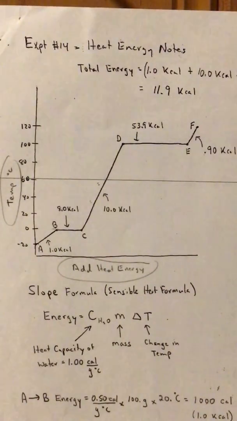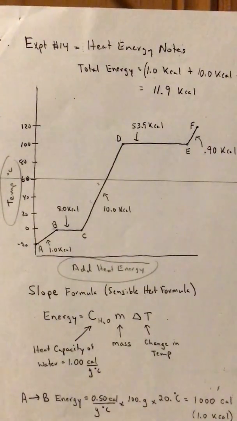Let's take a look at the mathematics behind this. Let's just look at this overall. From A to B, it's 1 kilocalorie. From B to C, it's 8 kilocalories. From C to D, it's 10 kilocalories. From D to E, it's 53.9 kilocalories. From E to F, it's 0.9 kilocalories. So the biggest amount is in this phase change going from a liquid to gas where the molecules have to separate from each other. Let's look at the specifics on how we'll do this.